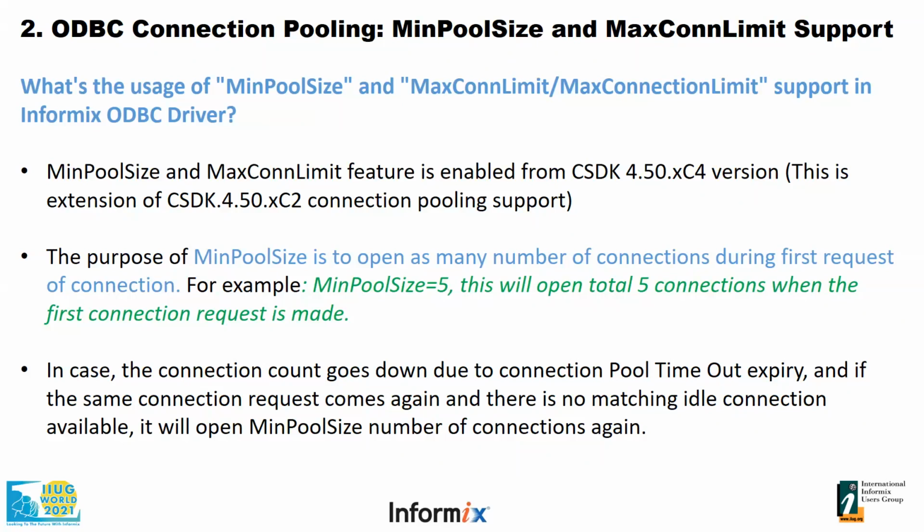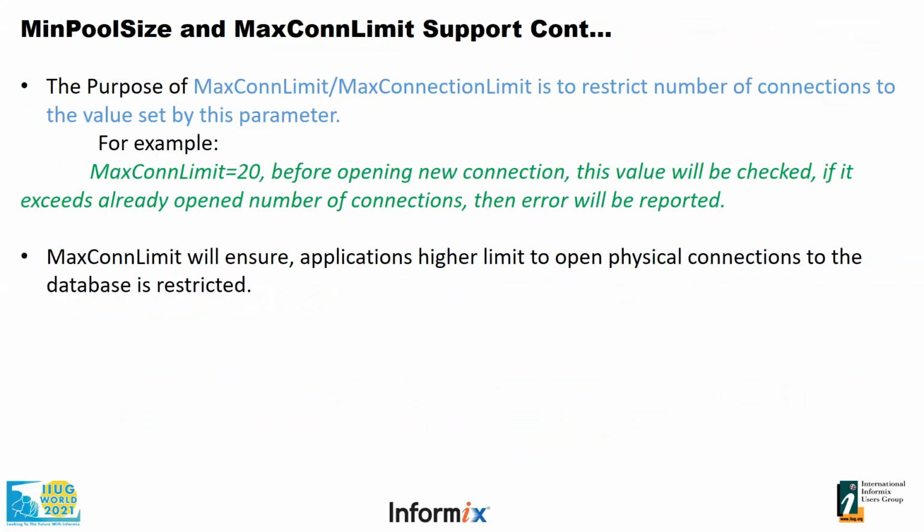Next we talk about the maximum connection limit parameter support. Here, this gives a checkpoint on how many connections can be established from the application to the database server at a given point of time. This will set the limit. So if you set maximum connection limit equal to 20, then before opening any new connection, it will check this limit. If this value is already exceeded, it will report an error. If it is not, it will open the connection.